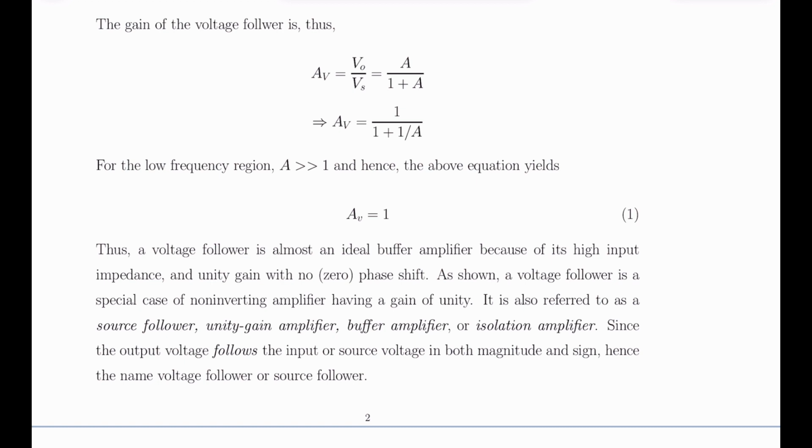And since the voltage follower has a gain of unity, it provides the maximum bandwidth.